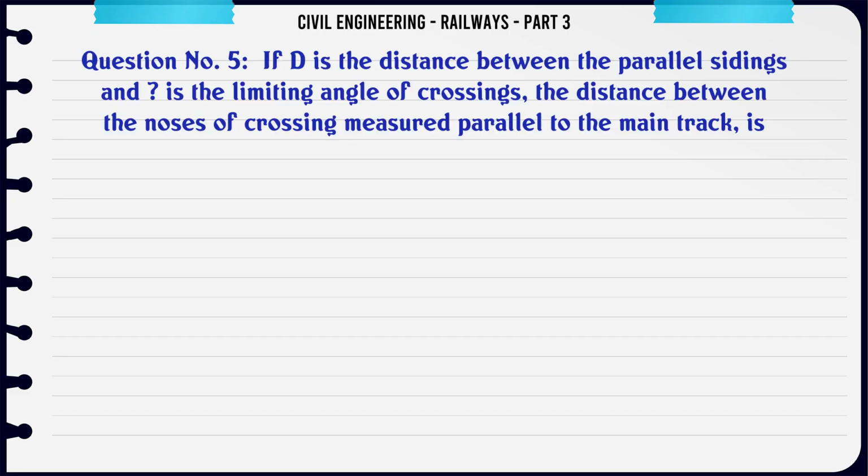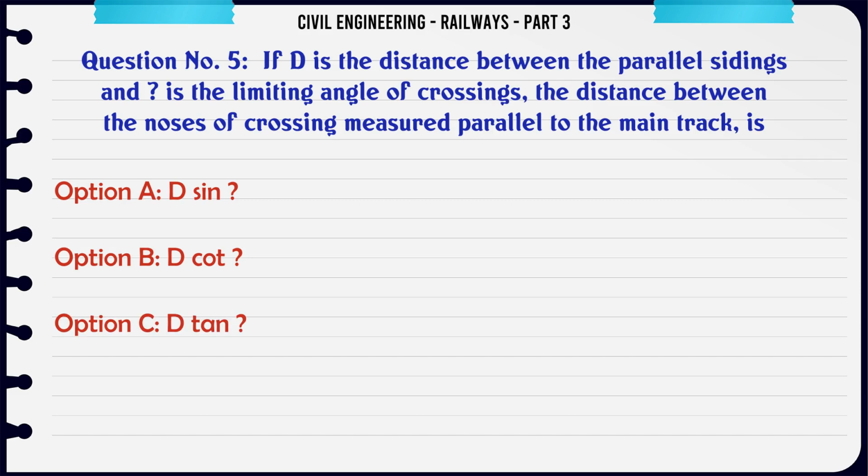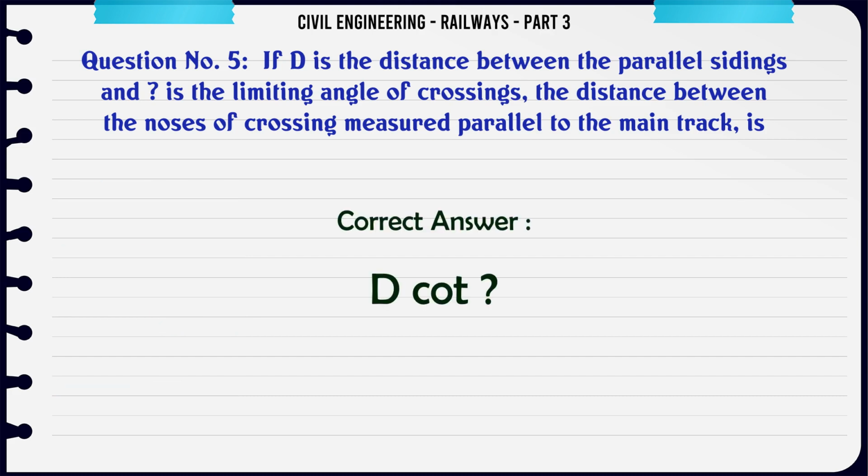If D is the distance between the parallel sidings and is the limiting angle of crossings, the distance between the noses of crossing measured parallel to the main track is A, D sin, B, D cot, C, D tan, D, D sec. The correct answer is D cot.